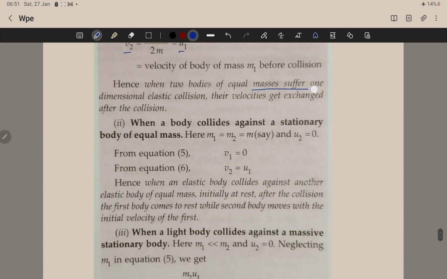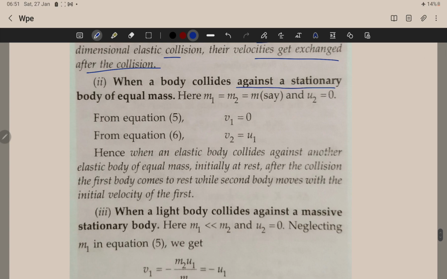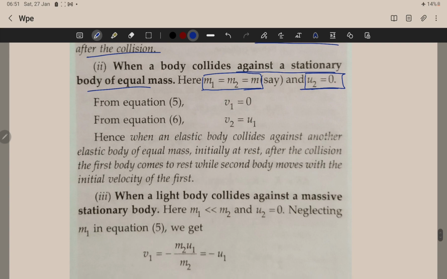Hence when two bodies of equal masses suffer a one dimensional elastic collision, their velocities get exchanged after the collision. The next special case is when a body collides against a stationary body of equal mass. Masses are the same, but the second body is stationary. The second body is not in motion, so u2 becomes 0. Initially this has velocity u1, and this has velocity u2 equal to 0.